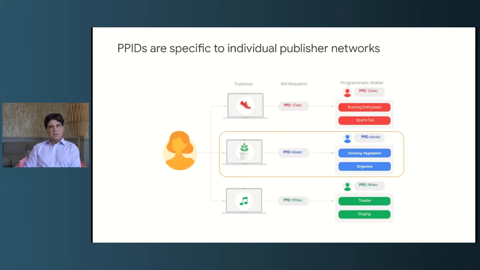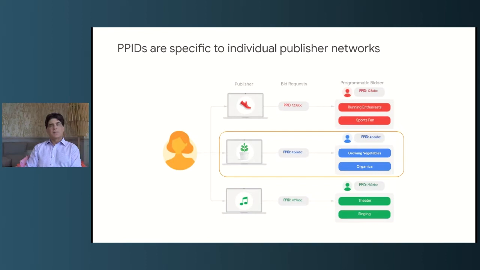First, for the sake of simplicity, let's jump to a future where no third-party identifiers are available. Imagine a user visits a gardening website frequently. The gardening site recognizes the user based on past visits and passes the user's assigned PPID into Ad Manager. In this case, PPID 456ABC.